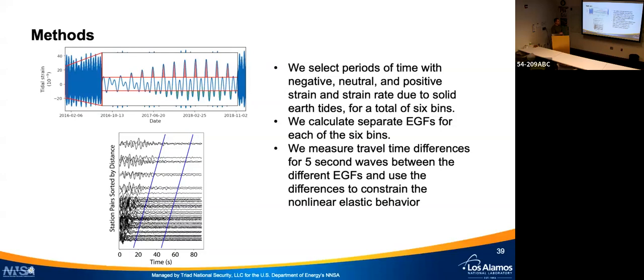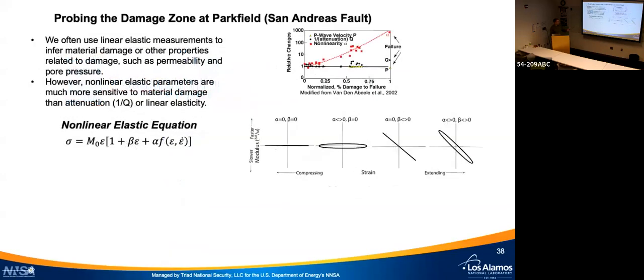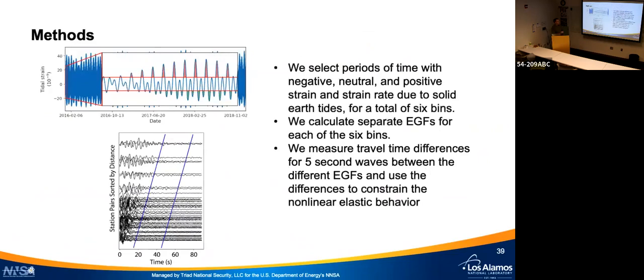measurement points, and I try to reconstruct something that looks like this. I try to reconstruct the modulus versus strain cycle. So I select negative, neutral, and positive strain and strain rate. We use separate empirical Green's functions for each of these 6 bins. And then we measure travel time differences for 5-second waves between the different empirical Green's functions to constrain the nonlinear elastic behavior.